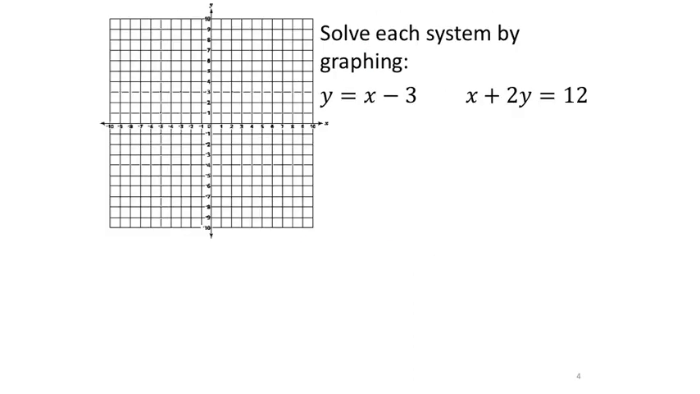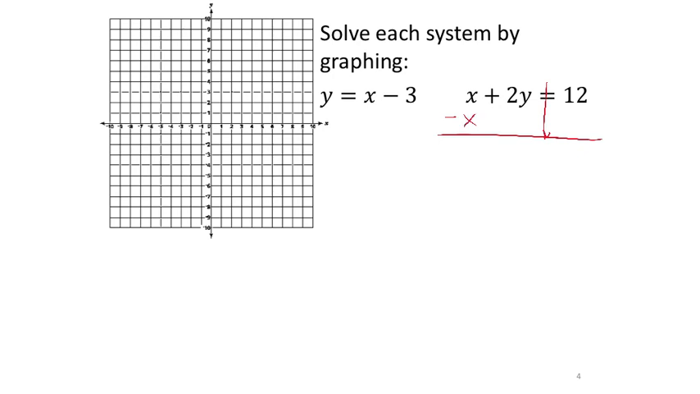So that brings us to a question like this one. You've got to solve each system by graphing, and as fun as graphing is, and as tedious as making those tables are, it is better to have these in slope-intercept form. I'm going to demonstrate why in a second, but let's take that equation, x + 2y = 12. Let's just solve that for y.